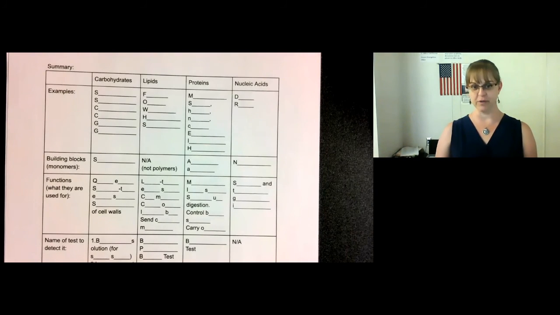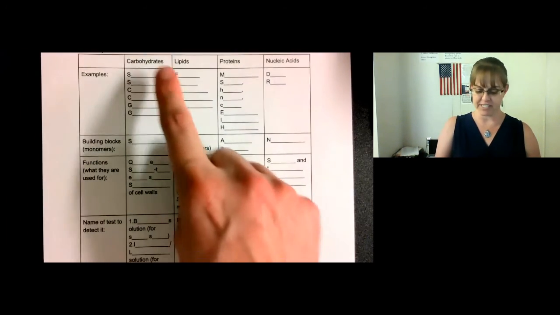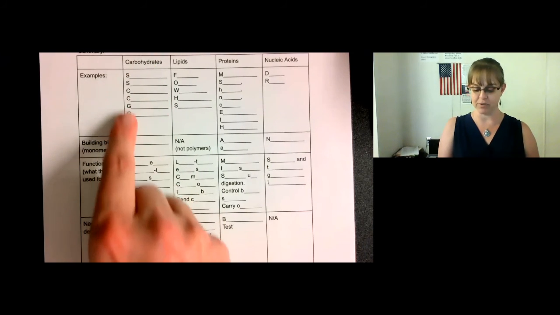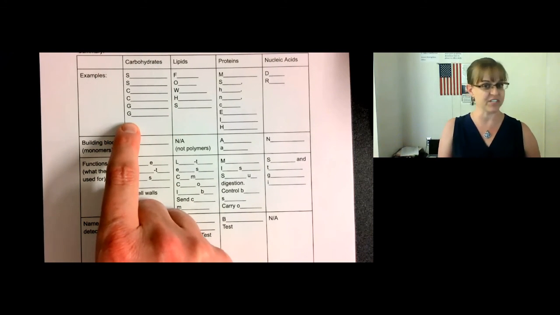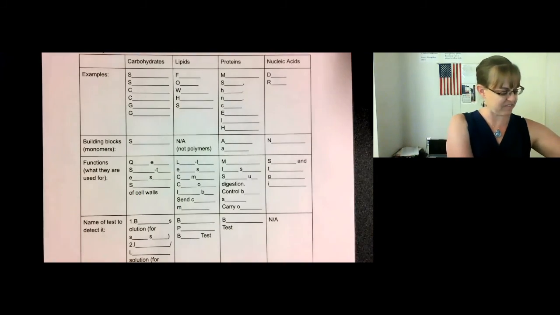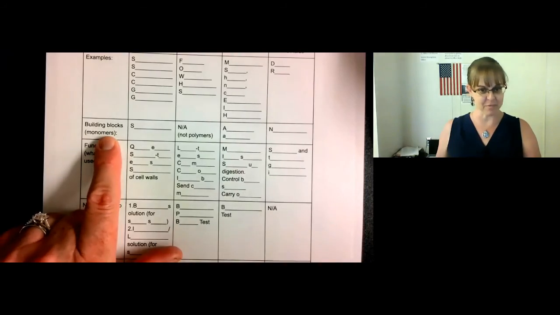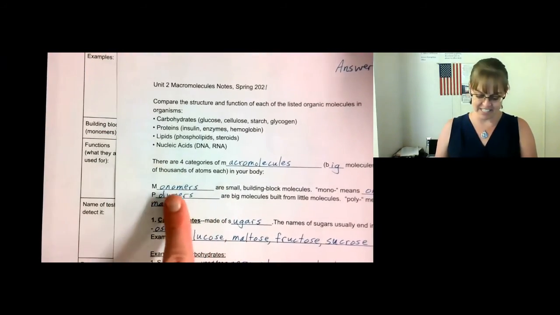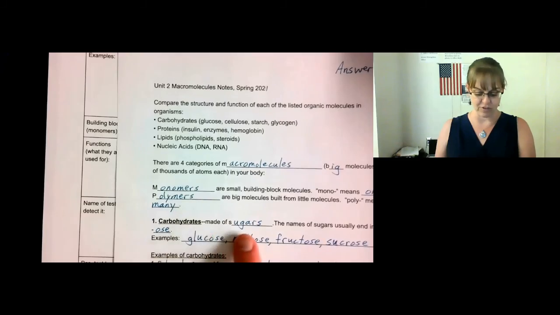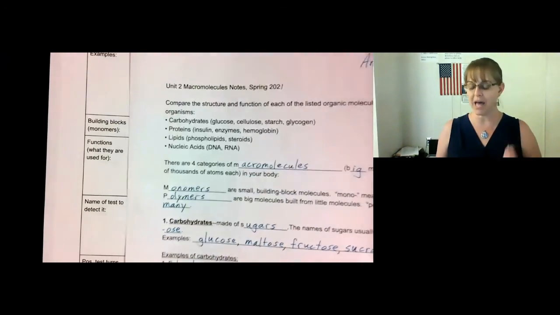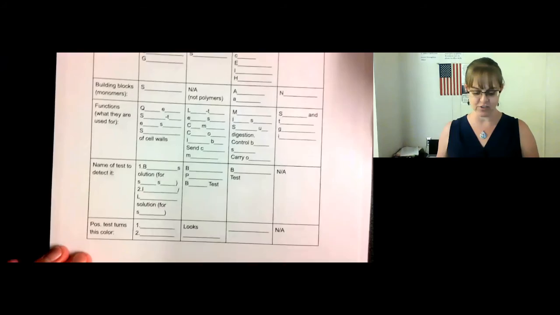On the last page of your notes, there is a summary. Use your notes to fill in each of these examples. Notice here we want examples of carbohydrates, and I've given you the first letter to help you. That can be found back on the first page of your notes. Here are some examples of carbohydrates listed here. Next, we want the monomer for carbohydrates. That's listed at the beginning. Carbohydrates are made of sugars. Those are the monomers, or the building blocks for carbohydrates.